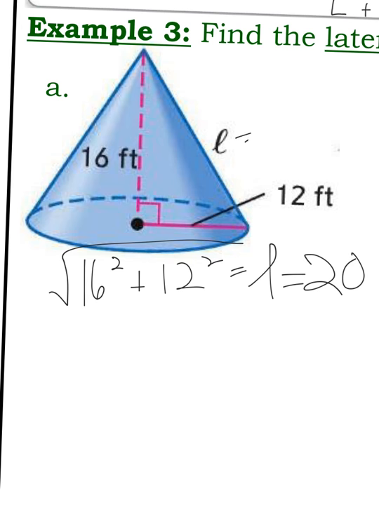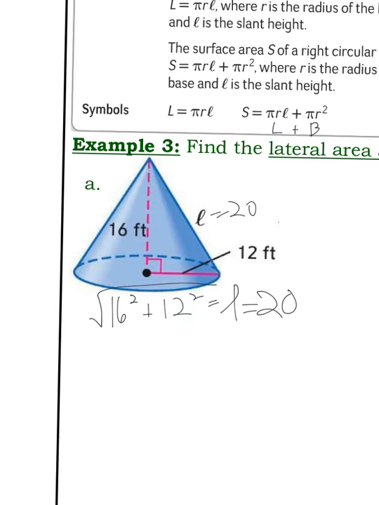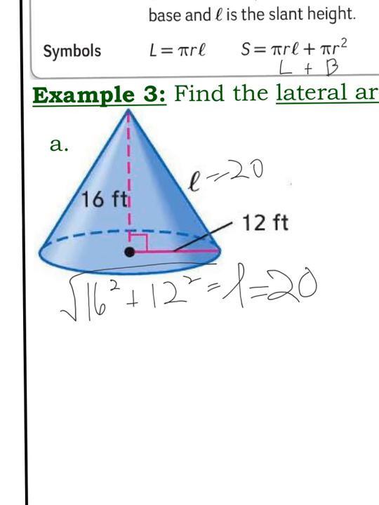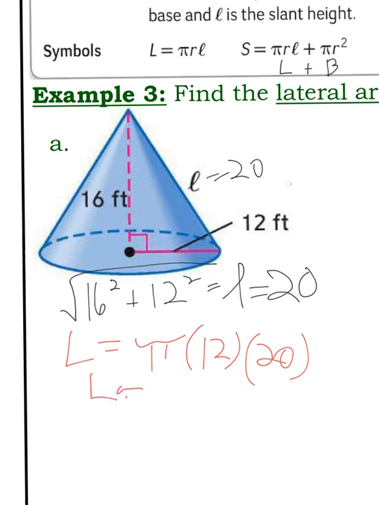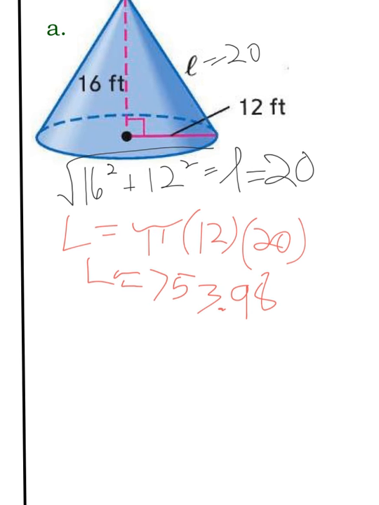So now I can do pi times my radius times my slant height for the lateral area. So that's what I'm going to write down next. L equals pi times my radius of 12 times my slant height of 20. That's going to get me a lateral area of approximately 753.98. All right. And then my total surface area, well, that's the next step, is finding the area of the base. And then I can do the total surface area, add it together.